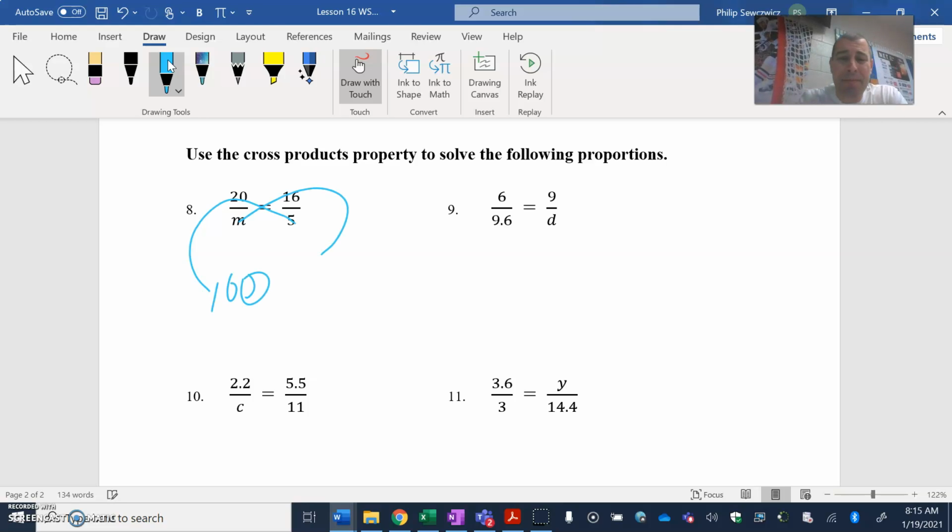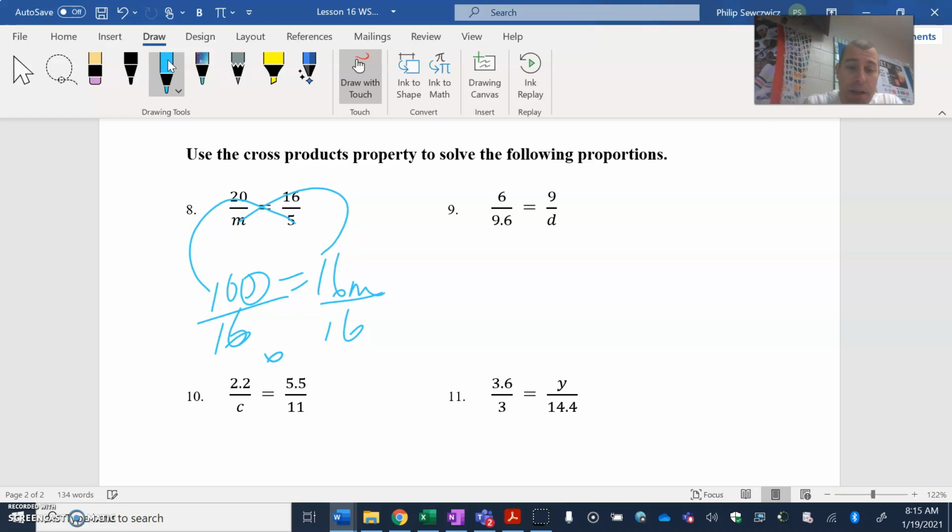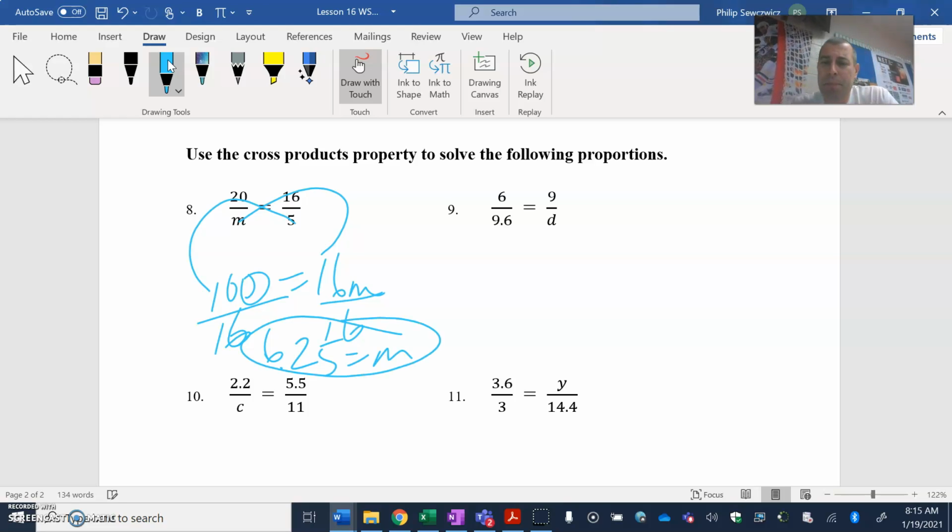M times 16. All right. 16M. Remember, when you multiply a number and a letter, the number is always first. Solve your equation. Divide both sides by 16. All right, let's reach for the calculator. Let's see what it ends up saying here. 100 divided by 16, 6.25. There we go. And we're done.